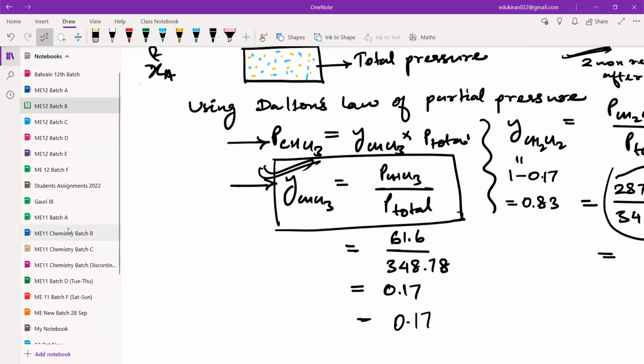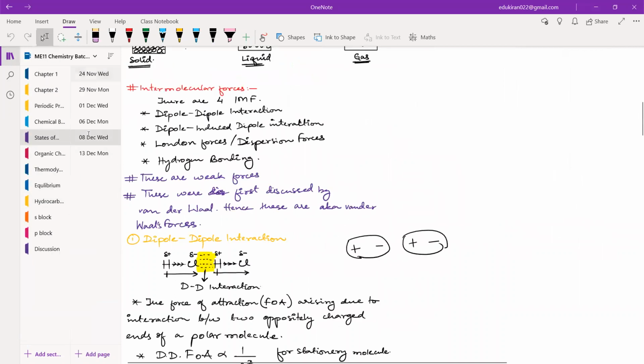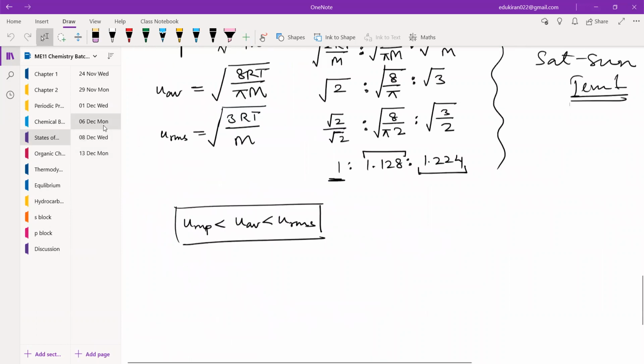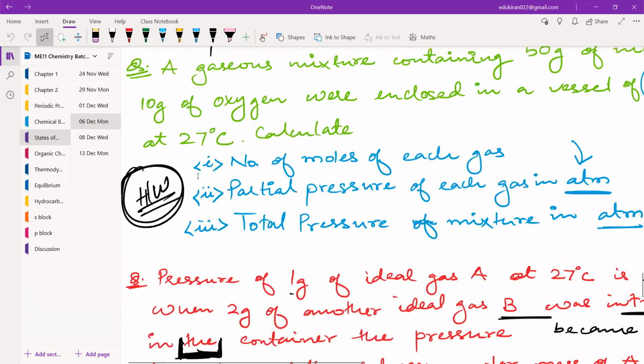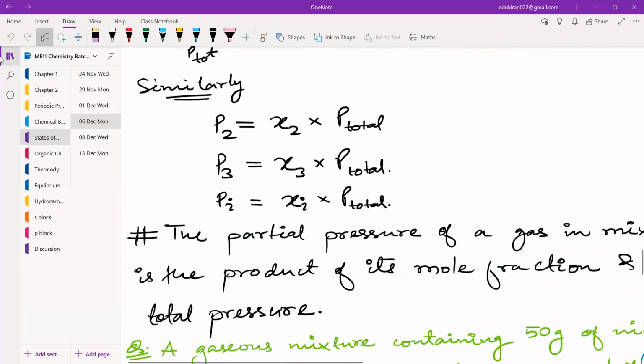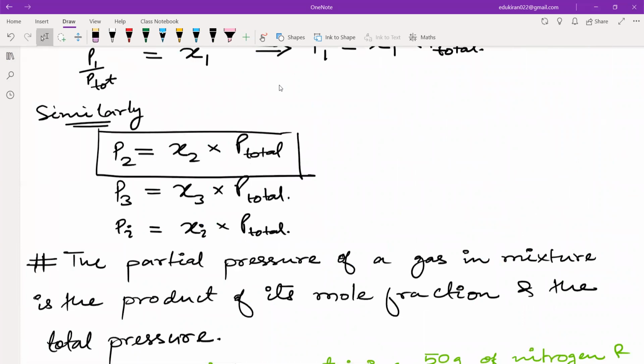Now this is a good time, no? This is a good time to revisit states of matter. दिख रहा है आपको? Same thing ना? Yes or no? Tell me. Pressure of second gas, pressure of third gas, right? It is equal to mole fraction into P total. So mole fraction क्या हो जाता है आपका यहाँ पे? It will be equal to partial pressure divided by P total.